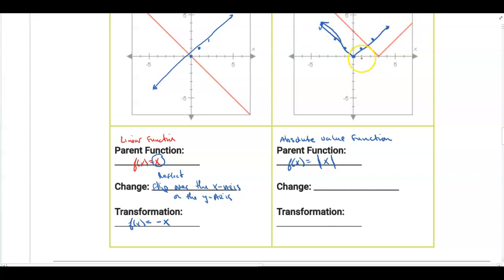So this is what the parent function looks like. So what did we do to the parent function? We shifted this parent function right 3 units. And what that means is, if we're shifting right 3 units, we are subtracting from the input. So basically we're going to do f of x equals the absolute value of x minus 3. So we're subtracting 3 from the input.